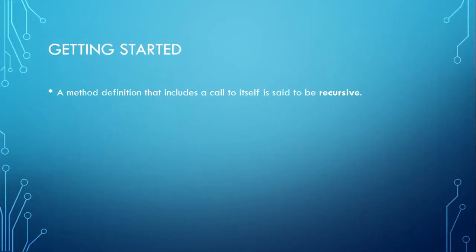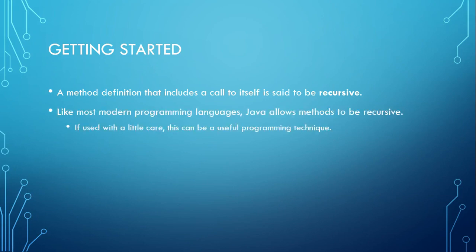So getting started here, a method that includes a call to itself is said to be recursive. That means inside the method definition, you would put the name of the method. Let's just say we had a method called randomInt, which just generates a random integer, and inside of that, you have a call to itself, so it constantly is generating itself. Obviously, that's not the best example, but inside your method definition, whatever the name of that method is, you're going to have that inside. And we'll see that as we go along here.